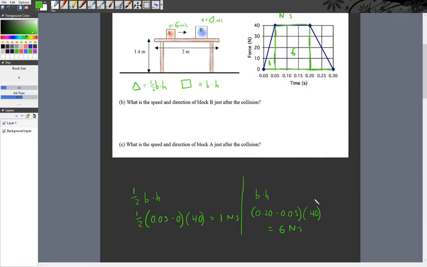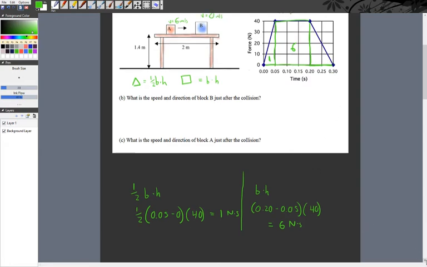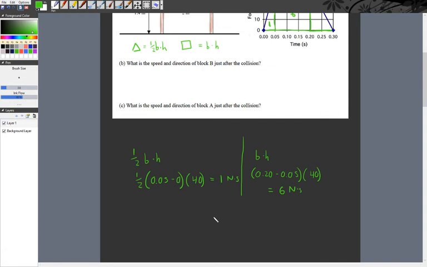And what about this last triangle? Well, that won't be too bad. It's just 1/2 base times height again. So we have 1/2. The base is going to be 0.30 minus 0.20. That's our base right here. And although it's off screen, I know the height, the altitude of the triangle, is just going to be 40 units. And this turns out to be 2 Newton seconds.